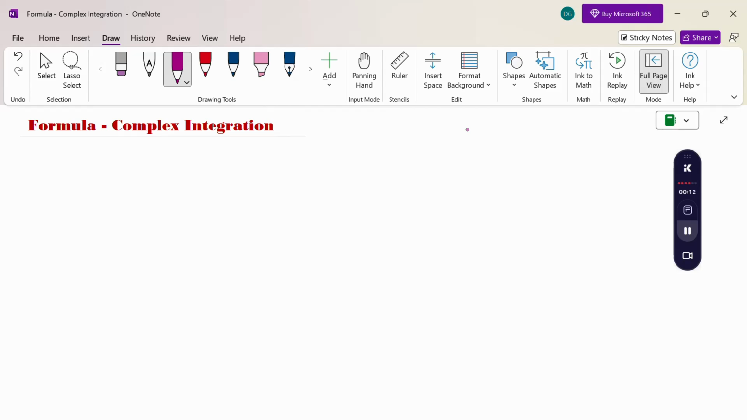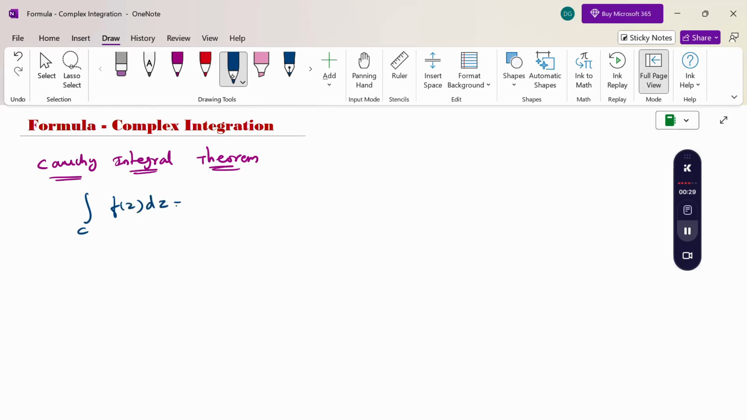First of all, Cauchy integral theorem. Integral over C, f of z, dz equal to 0.